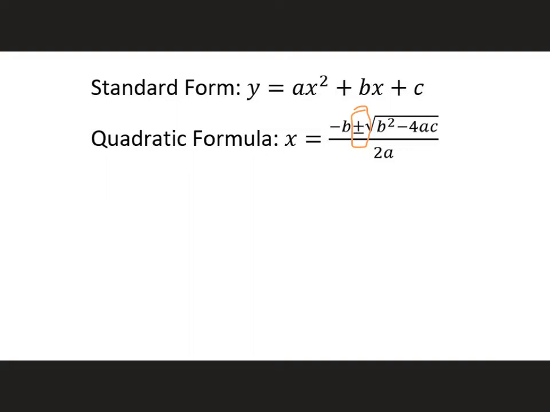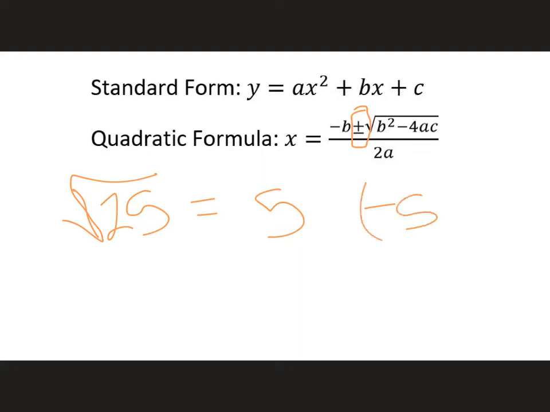The reason this is plus or minus is because of square roots. Let's say you have the square root of 25. You're looking for something times itself that equals 25. Well, we typically think of that as 5, because 5 times 5 is 25. But negative 5 times negative 5 would also be 25. So technically, it is a positive or a negative 5 that would be the square root of 25. So the plus or minus is already built into the formula for you, and you'll see how that works in a second.